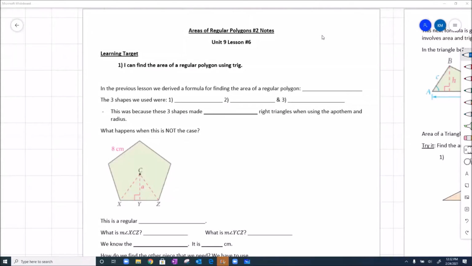Today we're looking at areas of regular polygons. Number 2 notes. At the end of this video, you should be able to find the area of a regular polygon using trig.